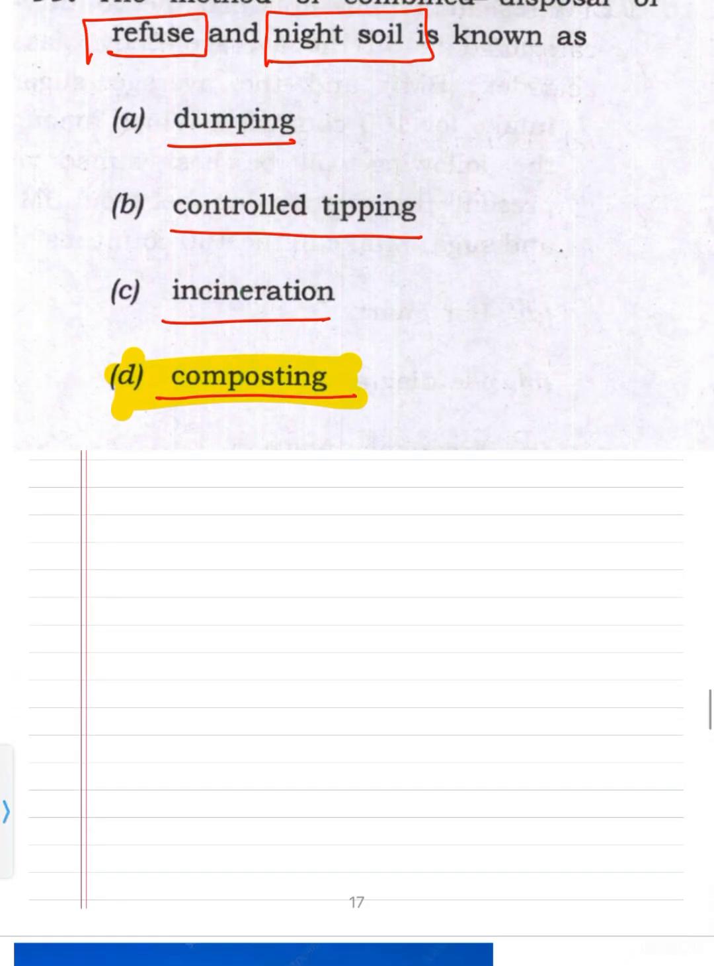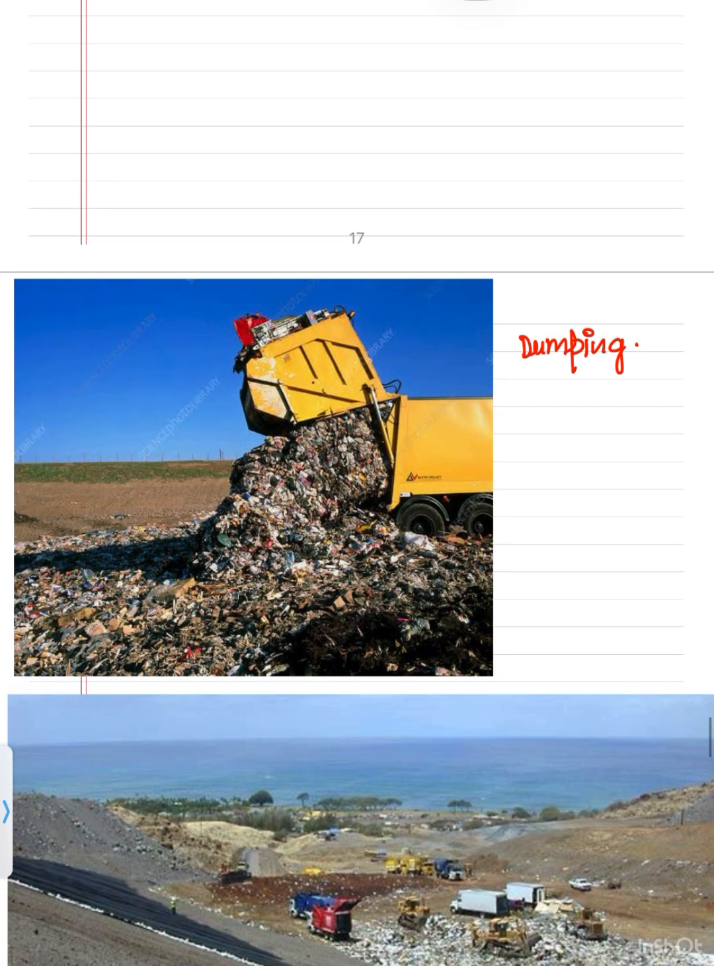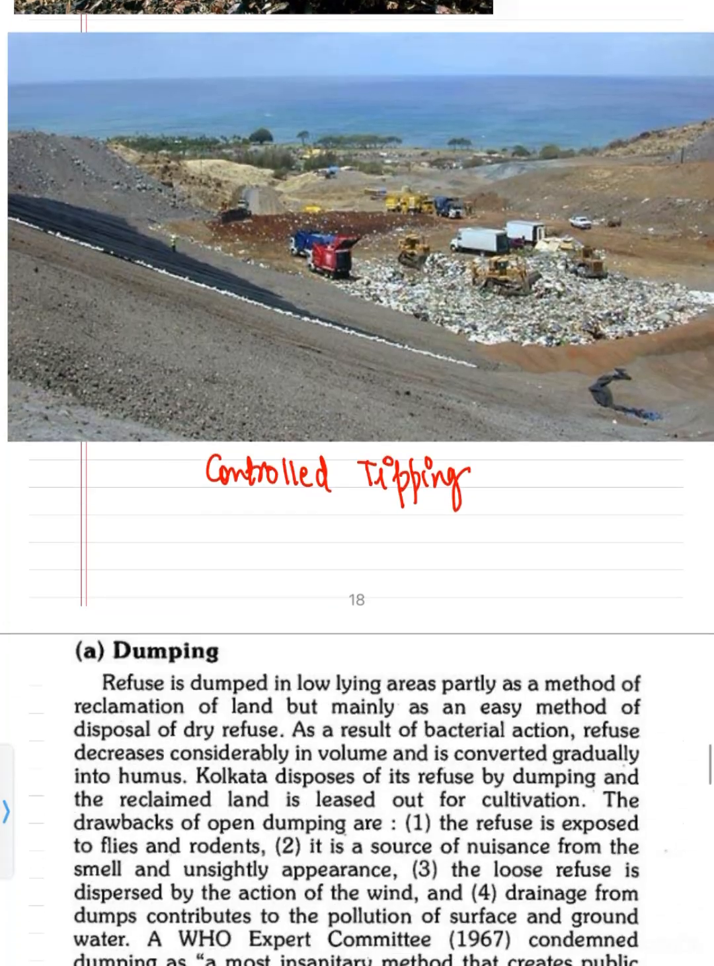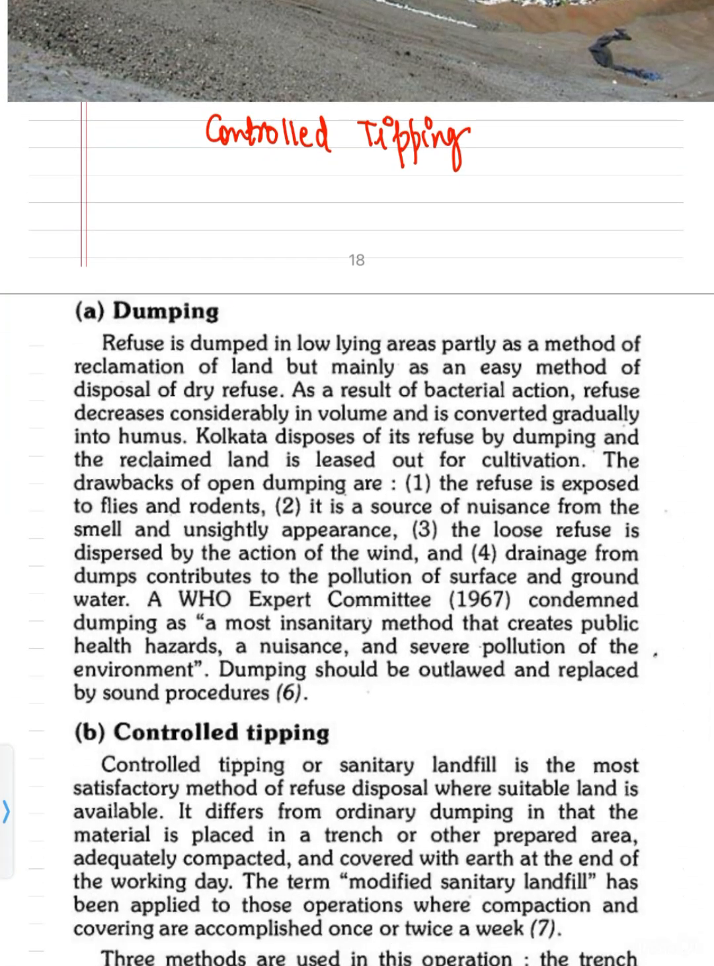Now coming to other options, what is dumping? Dumping is the most unsafe method. Dumping means that in a low-lying area, you dump the refuse so that this land can be reclaimed in the future and you can use that land. For example, Kolkata disposes of its refuse by dumping, and it has reclaimed land, which is leased out for cultivation, but it has many drawbacks. That's why the WHO expert committee in 1967 called it the most insanitary method, which creates public health hazard, nuisance and pollution of the environment.